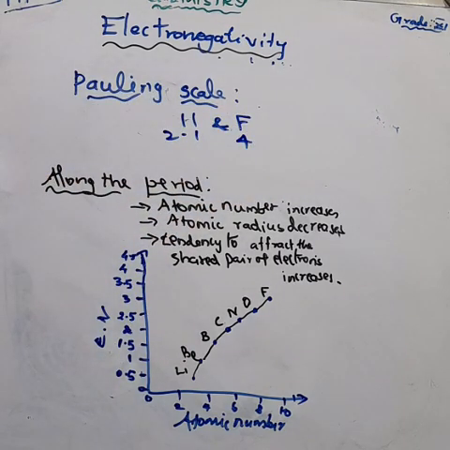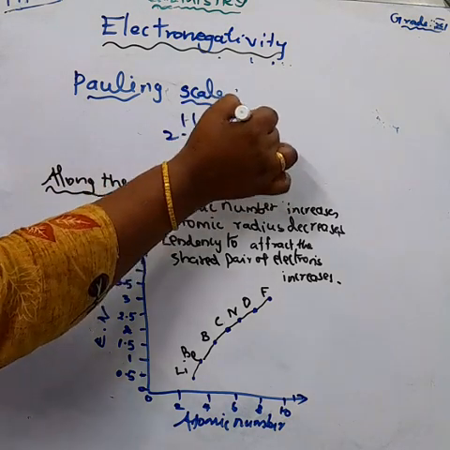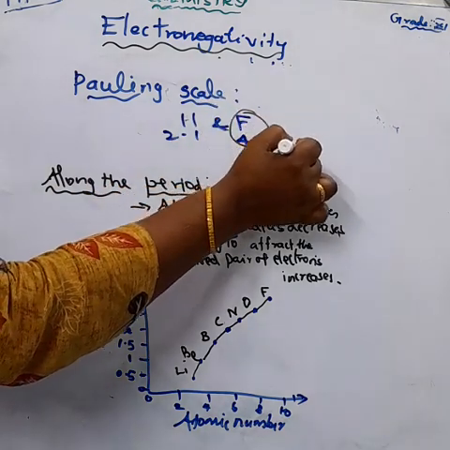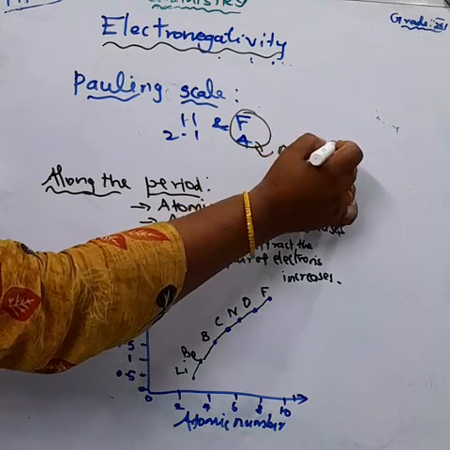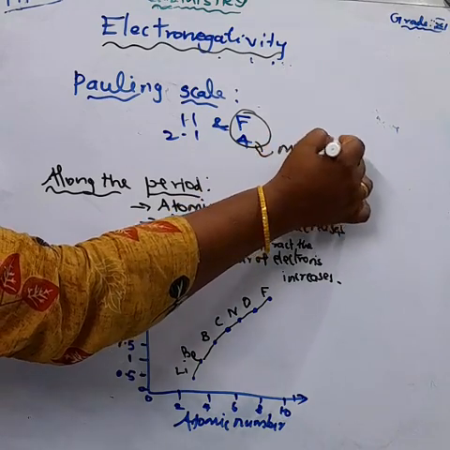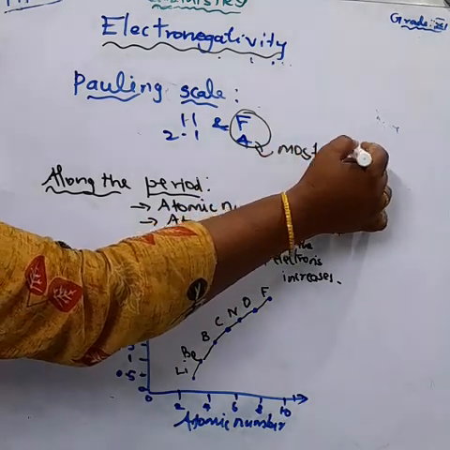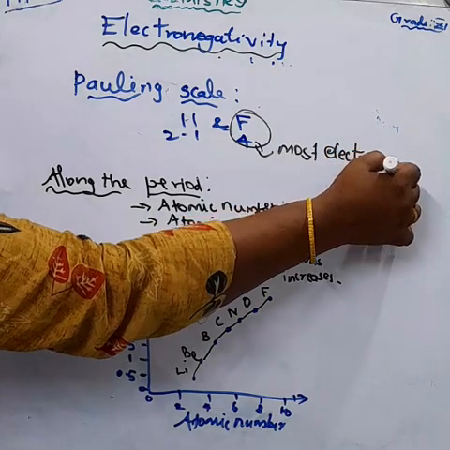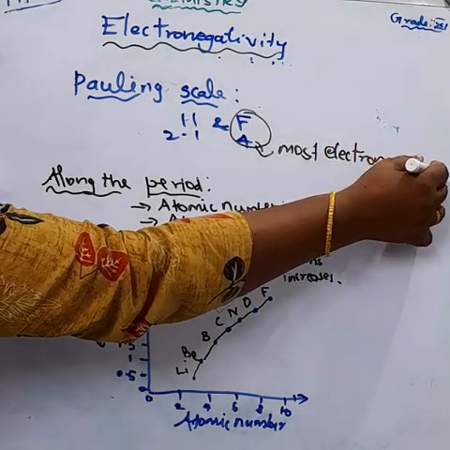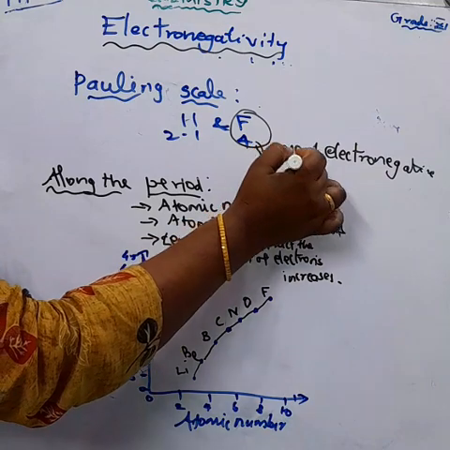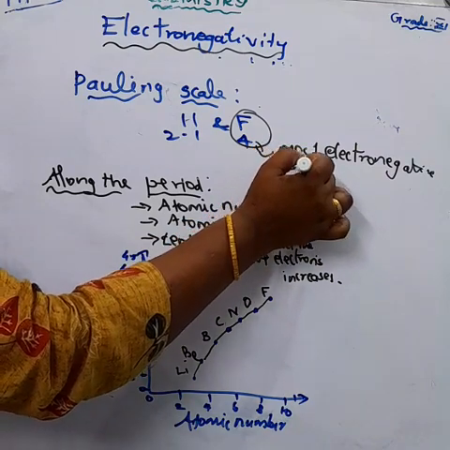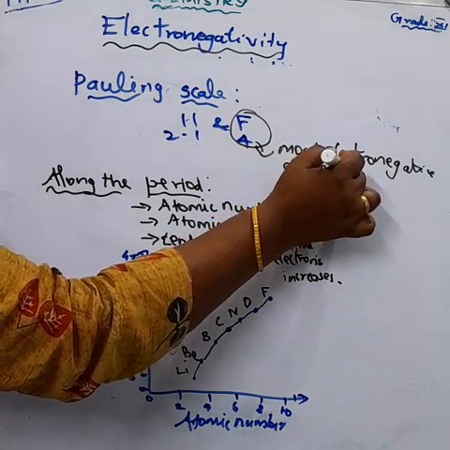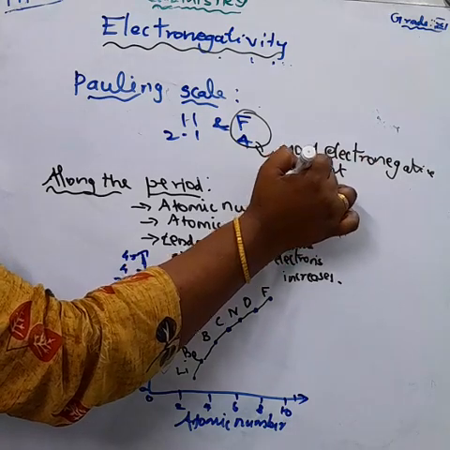Okay, so fluorine is the most electronegative. Fluorine is one of the most electronegative atoms compared to other elements in the periodic table. Very important question. Fluorine is the most electronegative atom, so it always attracts the electron towards itself.